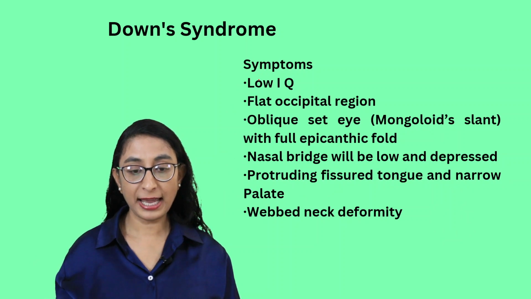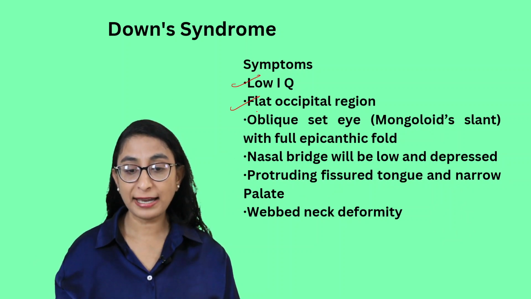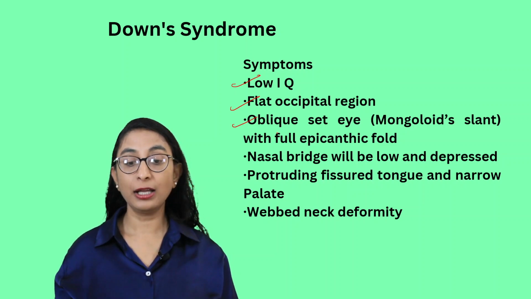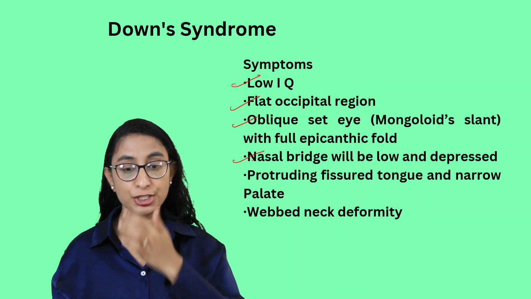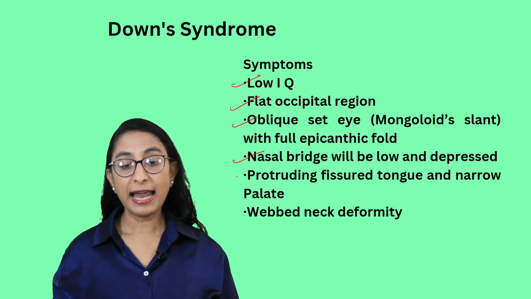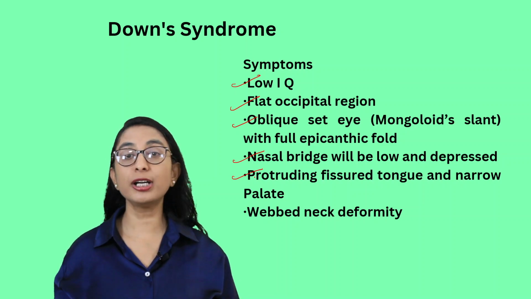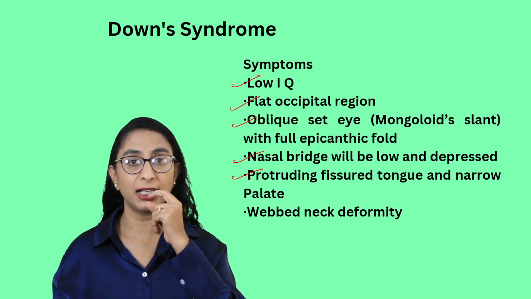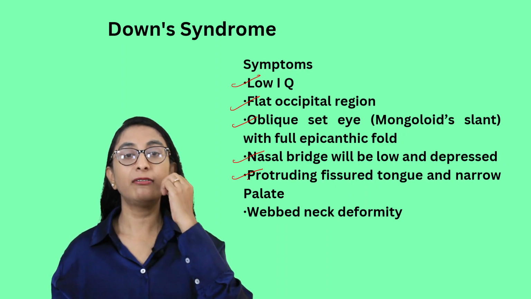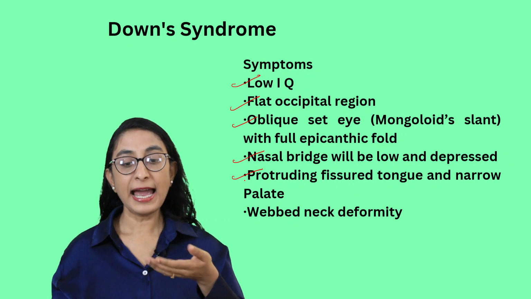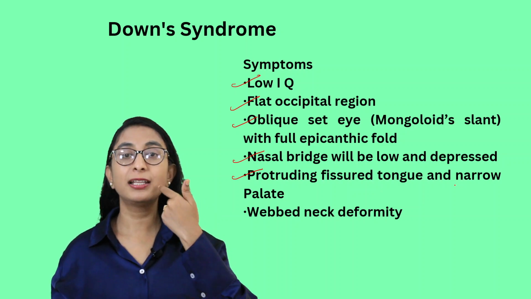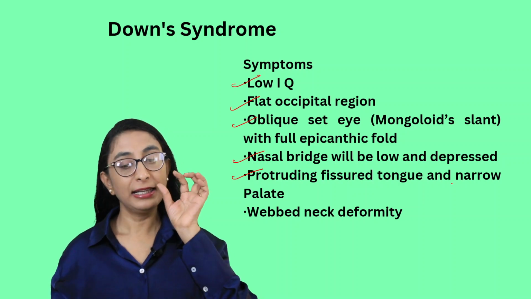So first they have low IQ, then they have a flat occipital region, they have oblique set eyes or the mongoloid slant with full epicanthic fold and the nasal bridge. This nasal bridge will be low and depressed, and they have a protruding fissured tongue. Fissured tongue means they will have crevices or tiny cuts in the tongue. The tongue will be thick, it will be protruding out of the mouth always, and saliva will be coming out of the mouth, and the palate, that is the roof of the mouth, will be narrow.